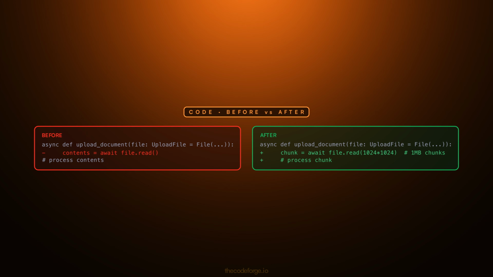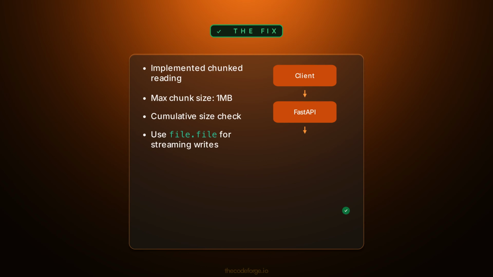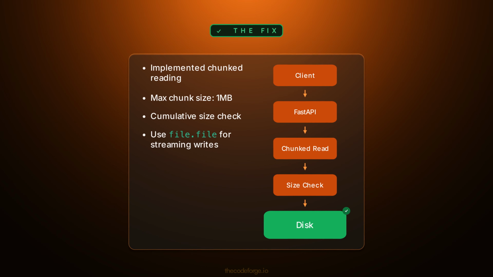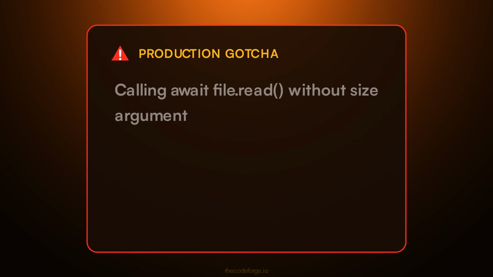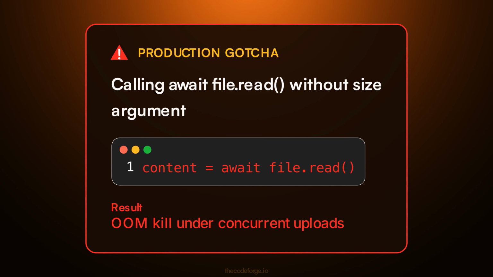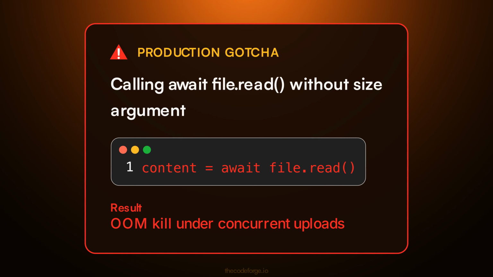The endpoint read the entire file into memory before processing, which caused OOM under concurrent uploads. The fix was to implement chunked reading with a max chunk size of 1 MB and a cumulative size check. If the file exceeds 100 MB, reject immediately with a 413 error. Use file for streaming writes with shutil.copyfileobj. This keeps memory constant and prevents OOM. Never call await file.read() without a size argument in production. It loads the entire file into memory, causing OOM for large files.